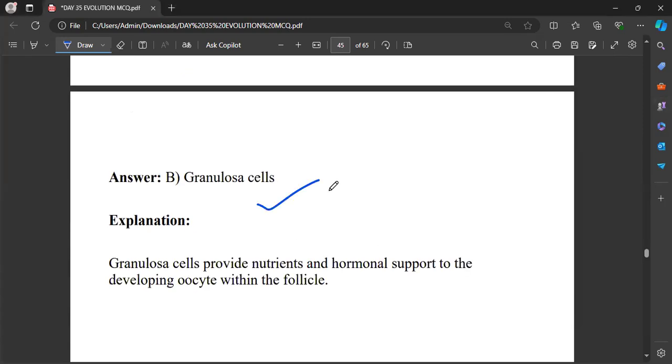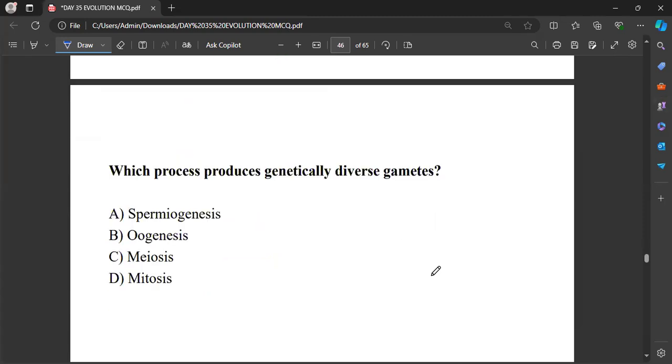That will be granulosa cells. These are the cells which provide the nourishment and hormones. They are going to support the developing oocyte within the follicle. Which process produces genetically diverse gametes?